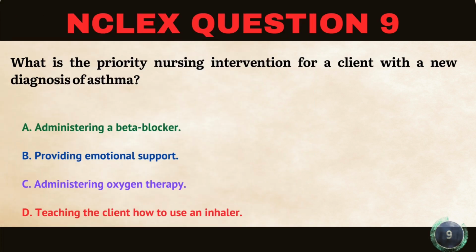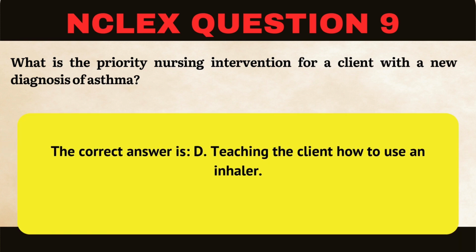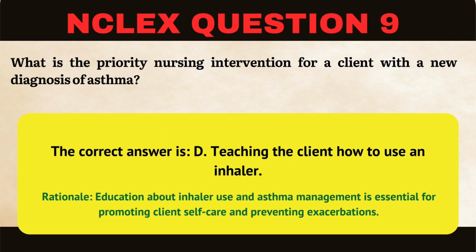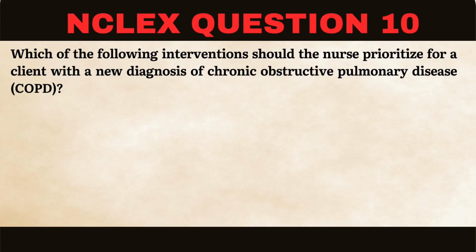What is the priority nursing intervention for a client with a new diagnosis of asthma? A. Administering a beta blocker. B. Providing emotional support. C. Administering oxygen therapy. D. Teaching the client how to use an inhaler. The correct answer is D. Teaching the client how to use an inhaler. Rationale: education about inhaler use and asthma management is essential for promoting client self-care and preventing exacerbations.